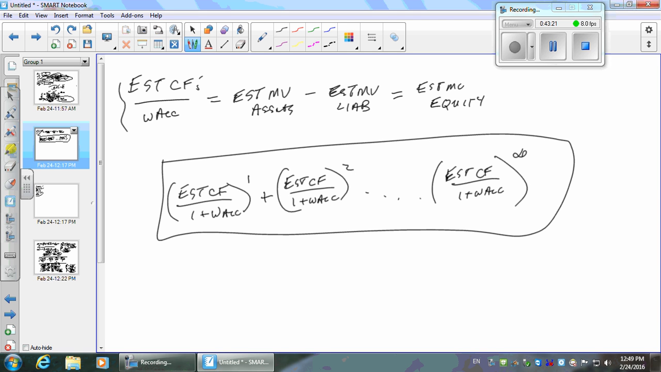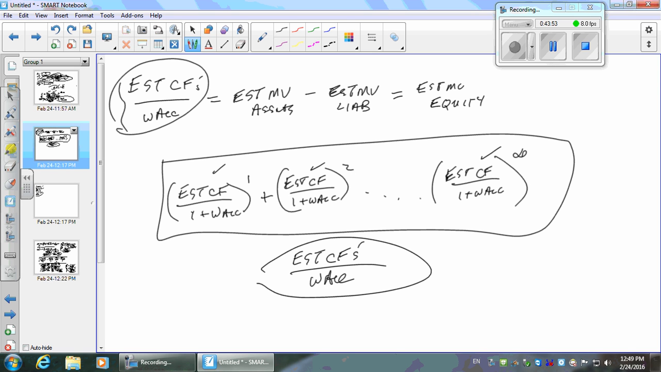Mathematically, what this breaks down to is this. You don't have to take the 1 plus. You can just take the estimated cash flows 1 time, and you can divide it by, in this case, WACC, the interest rate. If the cash flows are forever, this collapses. And it makes sense if you think about it. This is a big number, this is a smaller one, each one going across gets smaller and smaller until it approaches nothing, right? So it works.